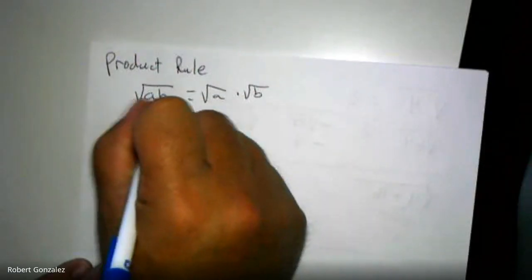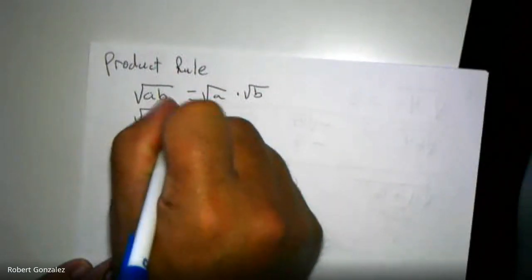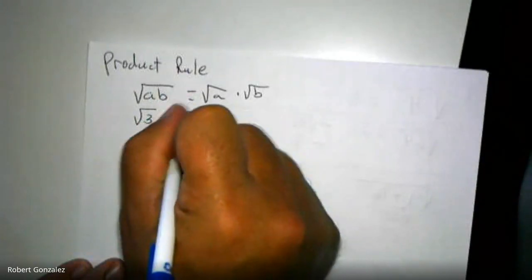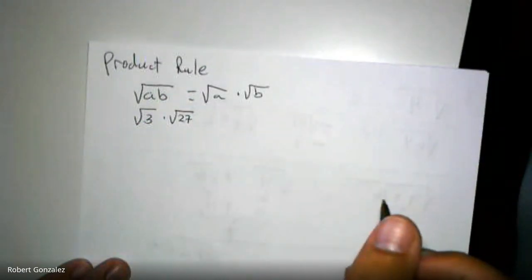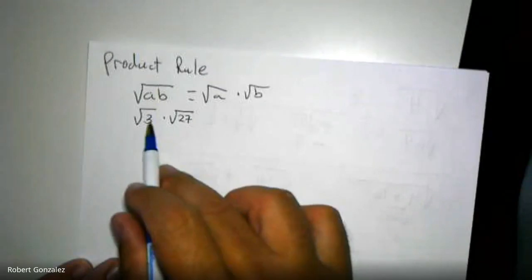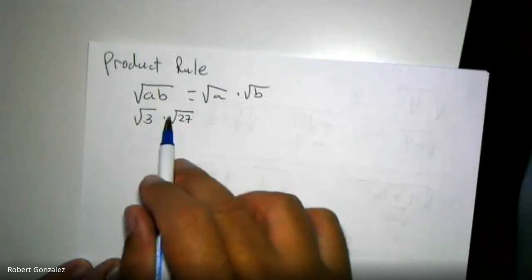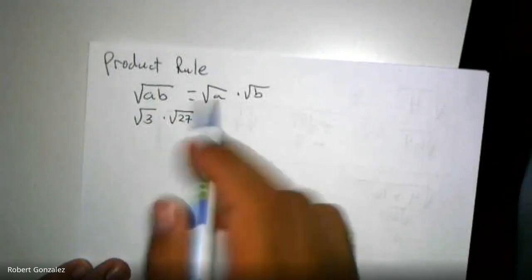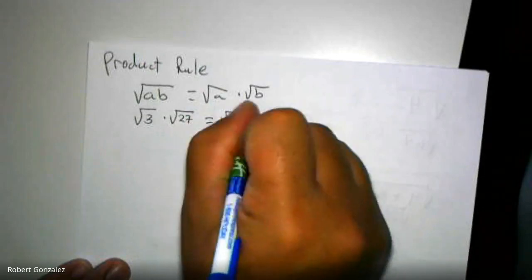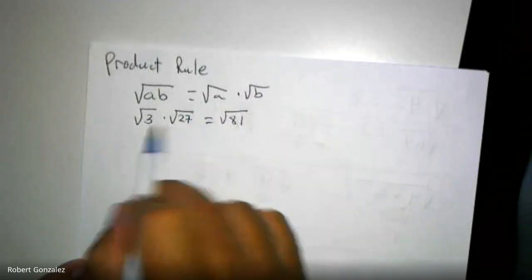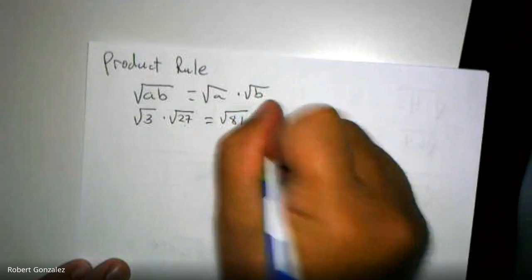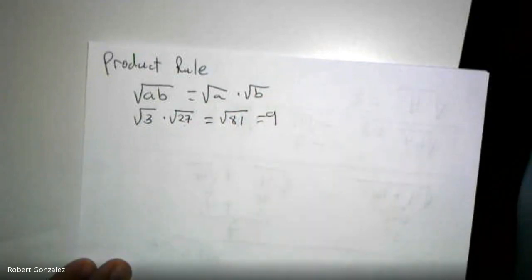I'm going to say radical 3 times radical 27. Well, this is the product of two roots that are the same kind of roots. They're both square roots. So I can say that's radical 81 because 3 times 27 is 81. Oh, look. I simplify it down to 9.